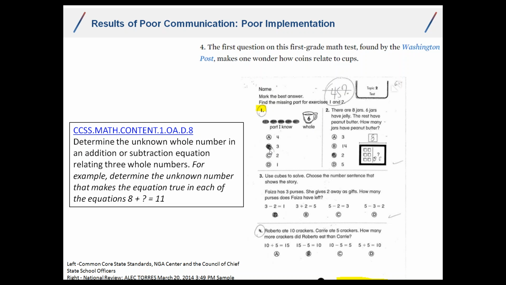This comes back to the earlier point about communication flow. How did this resource ever get in front of a child? How did this resource ever end up purchased by a state or a district or a school?